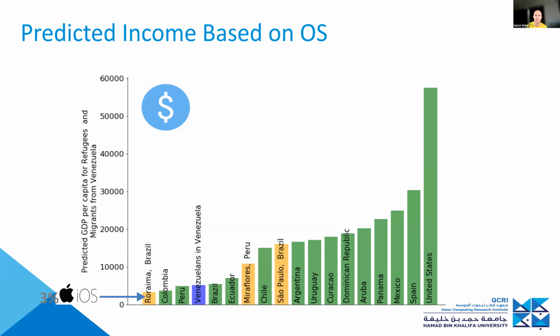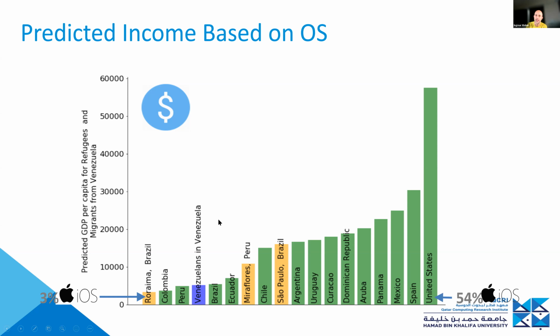Okay, so let me try to explain this. Here on the far left, it says Roraima, Brazil. This is a part of Brazil that's in the jungle, on the border with Venezuela, right? This is where typically you walk to, the so-called caminantes. Now, in this host location, only 3% of Facebook users from Venezuela were using iOS devices at the time when we collected the data. So it's quite a low percentage.